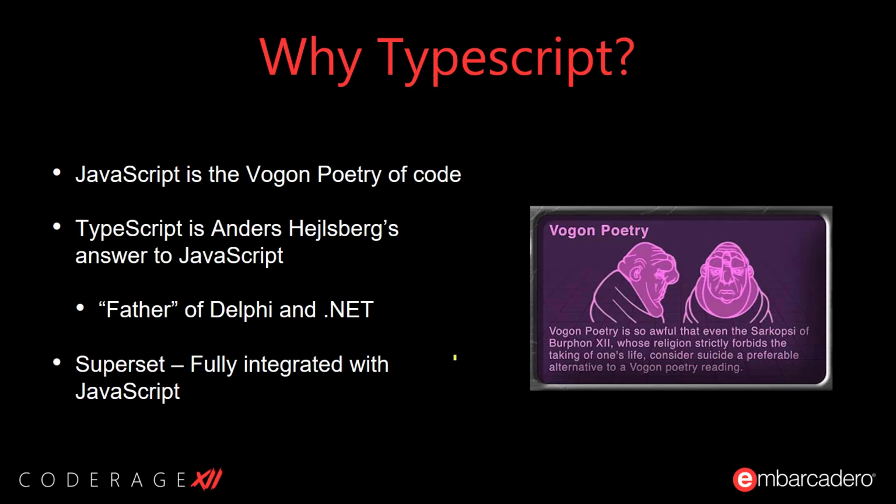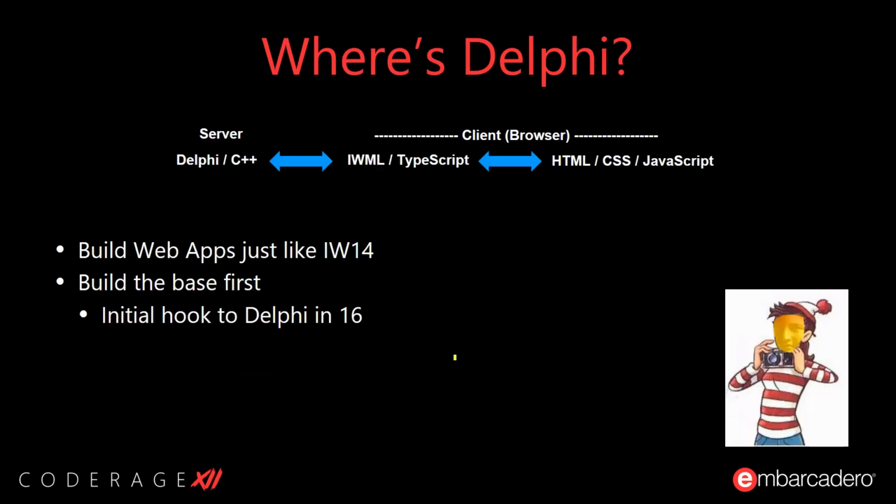It's a superset, however, and what happens is TypeScript compiles into JavaScript. So there's no funky interpreters here, there's no funky things here. It compiles to JavaScript, and when you deploy, you don't actually deploy TypeScript, you deploy JavaScript, which came from the TypeScript, and it's all done in a transparent method. So where's Delphi in this equation? Well, in this demo, we're not going to see it quite yet. And the reason being is, in the end, you're going to be able to build web apps in IntraWeb 17, just like you do 14.